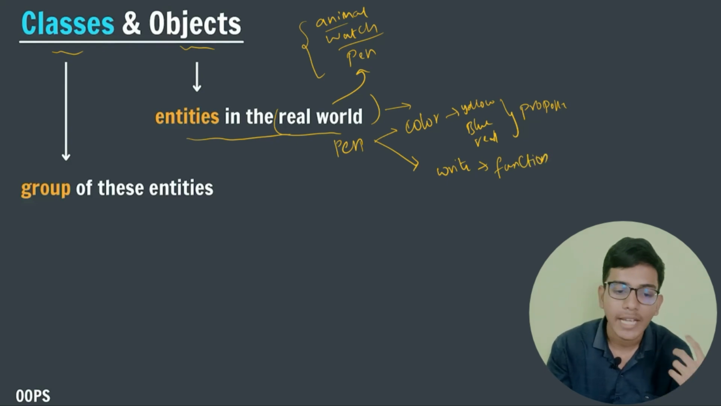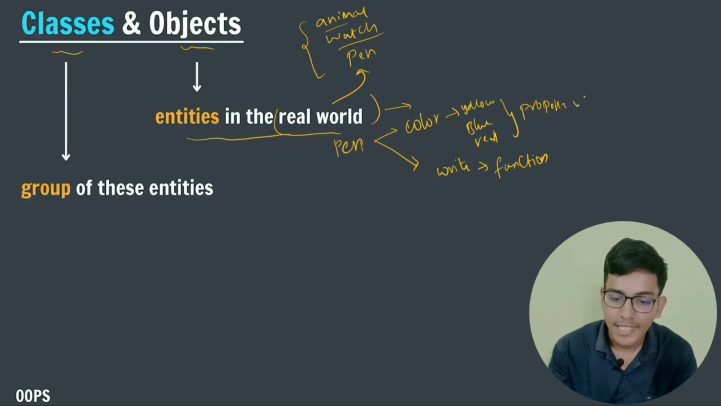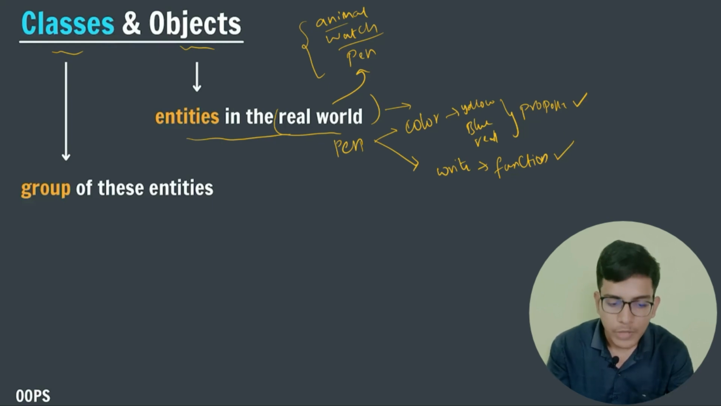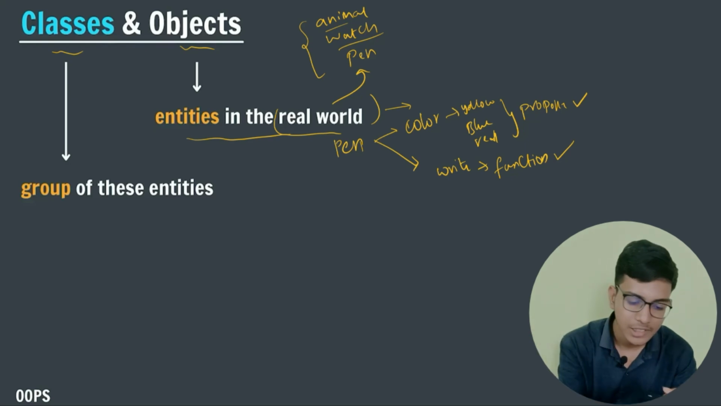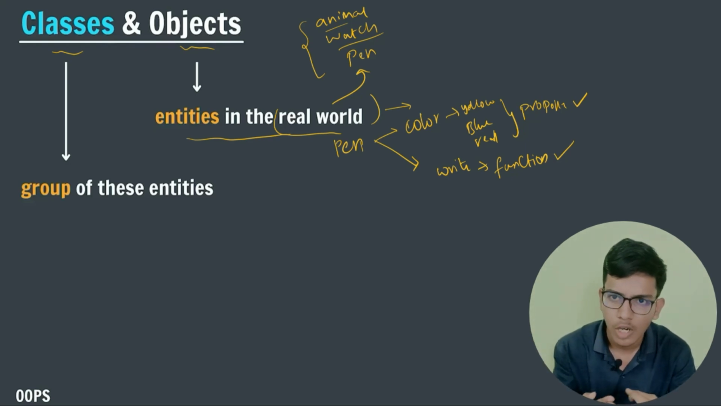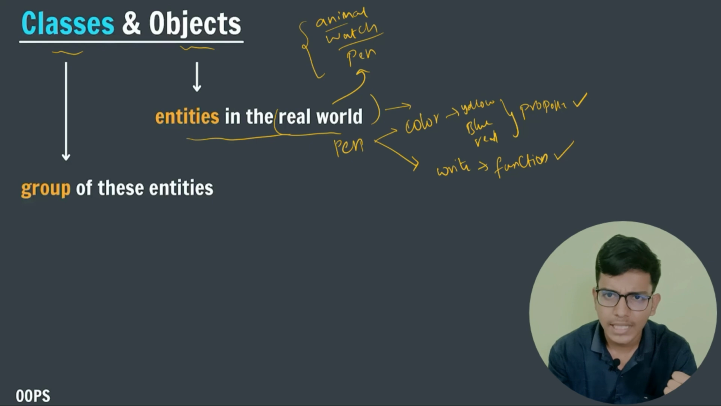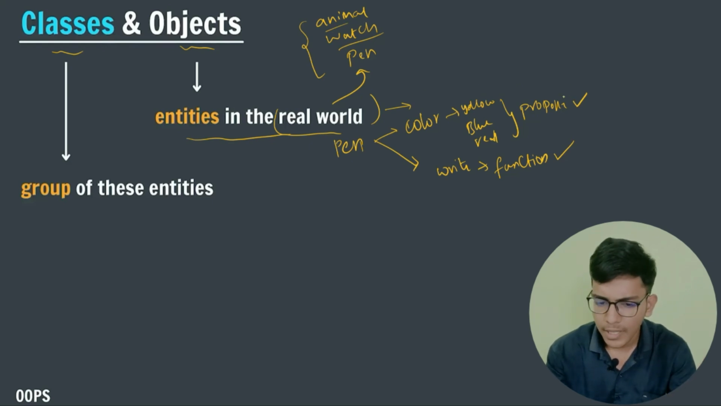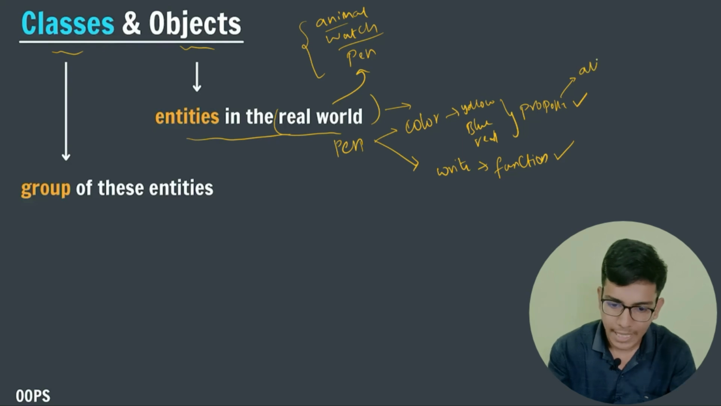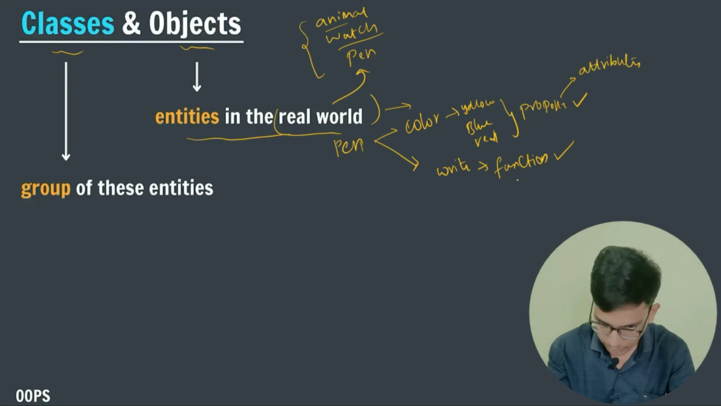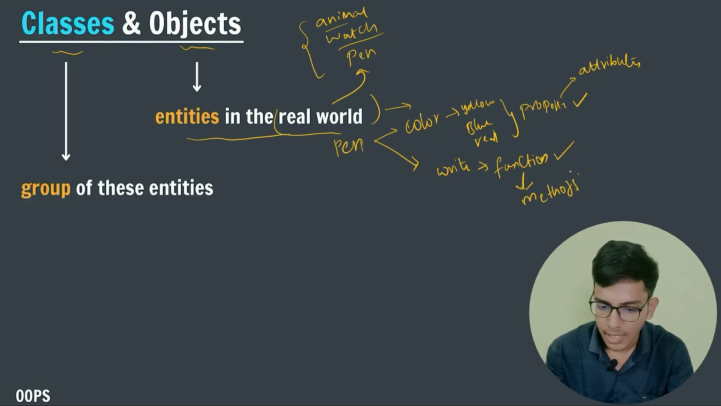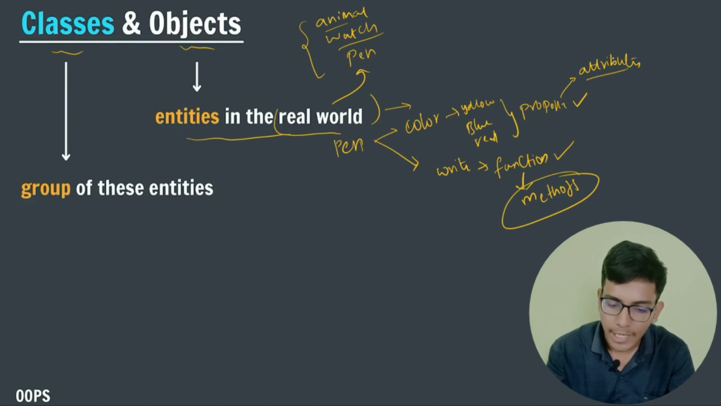So every pen, or every object in other words, has two things. One is its property, and the second one is its function. A pen is an object, a watch is an object, an animal is an object, a table is an object, and every object has these two things in common. Properties, in technical language, we call attributes, and functions, in technical language, we call methods. So every object has attributes and methods.